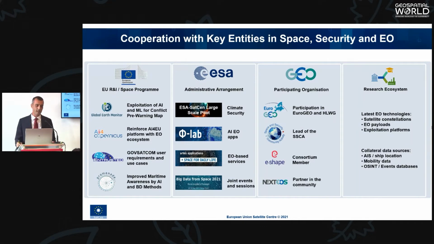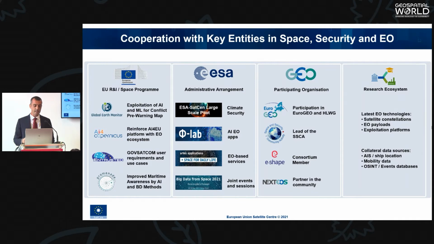And the first one is dealing with the exploitation of artificial intelligence techniques for conflict pre-warning map. Within the administrative arrangement that we signed in 2018 with the European Space Agency, we are currently having a number of activities. We are implementing with this a climate security pilot, a large-scale pilot. We are dealing with a number of artificial intelligence for Earth observation applications that we are currently implementing with the Lab in the ESA headquartered in Frascati.